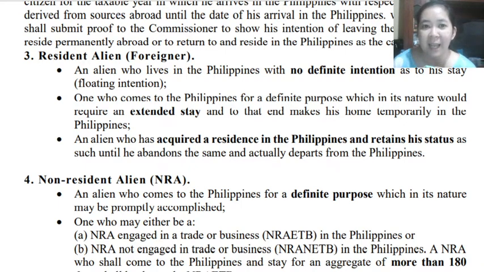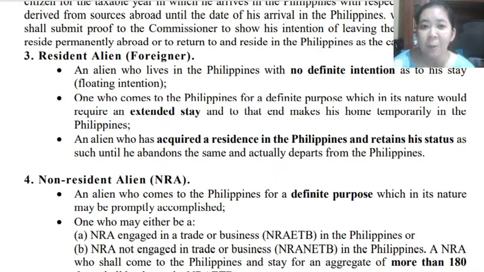So that is a resident foreigner, meaning he is not a Filipino citizen, but he is living here in the Philippines. Another is if that foreigner comes to the Philippines for a definite purpose, which in its nature would require an extended stay in this country, and he makes his home temporarily here in the Philippines. Okay, so he will also be classified as a resident alien. And the third is an alien who has acquired a residence here in the Philippines and retains his status as such until he abandons the same and actually departs from the Philippines.